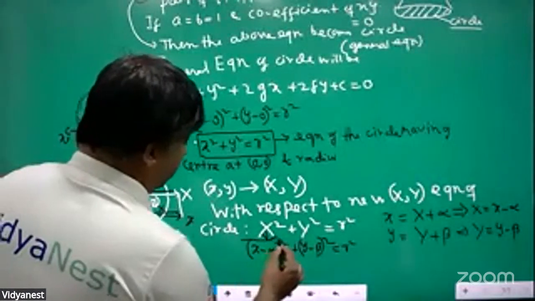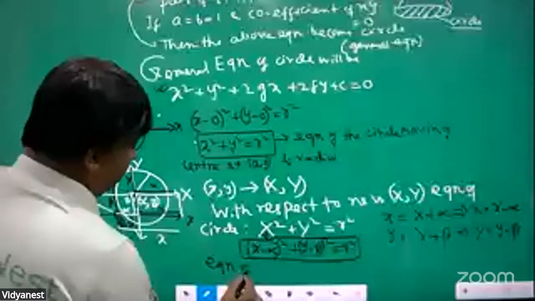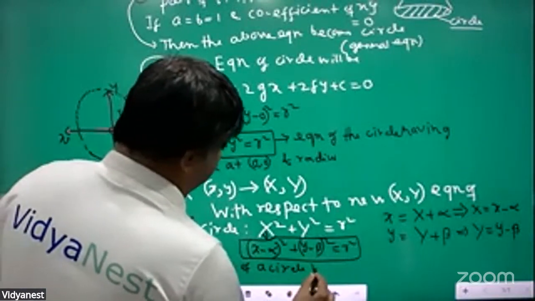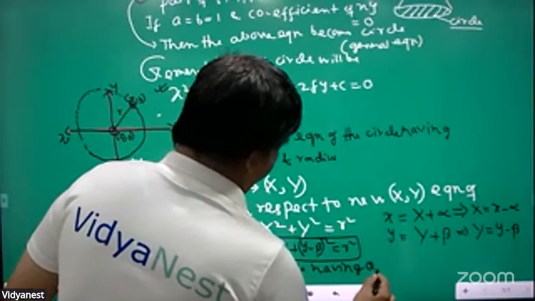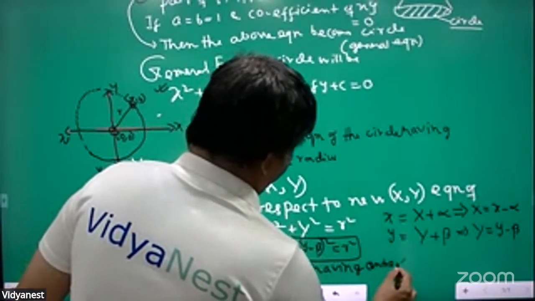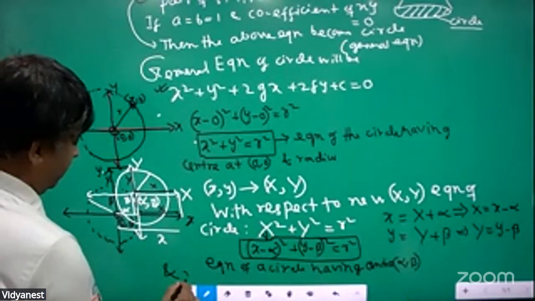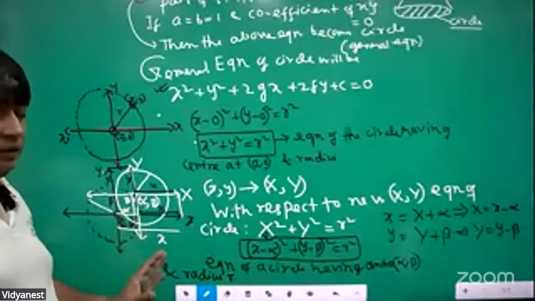so I am highlighting this part, that is the equation of a circle having center alpha beta and radius r. Okay? Okay, sir.